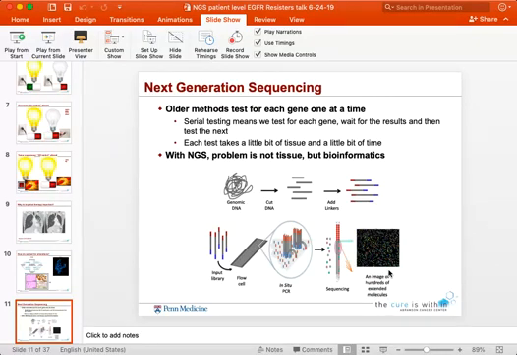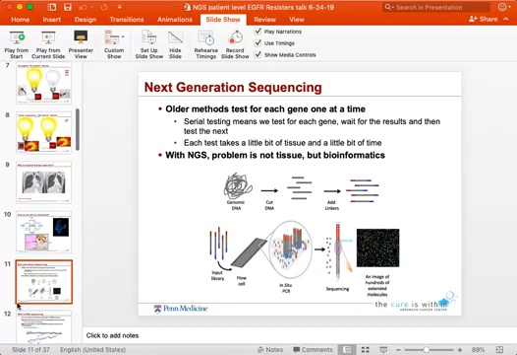And so that's what next generation sequencing does. Instead of doing serial testing, it tests hundreds, sometimes thousands of genes all in parallel. And so at that point, the problem then becomes not getting enough tissue. It takes a little bit longer, but not that much longer. The problem is the bioinformatics. The bioinformatics reference, what am I going to do with this information?